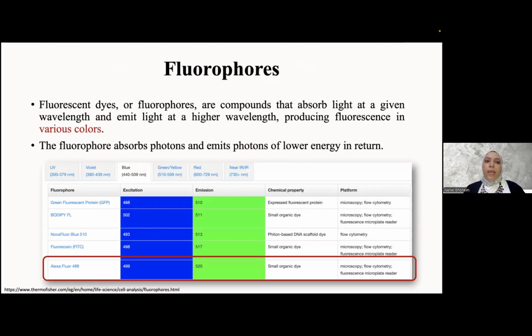Fluorophores, as we mentioned before, produce various colors, and the excitation is at one wavelength and the emission at a different wavelength. Like Alexa Fluor 488, the excitation happens at 499, however the emission is at 520.